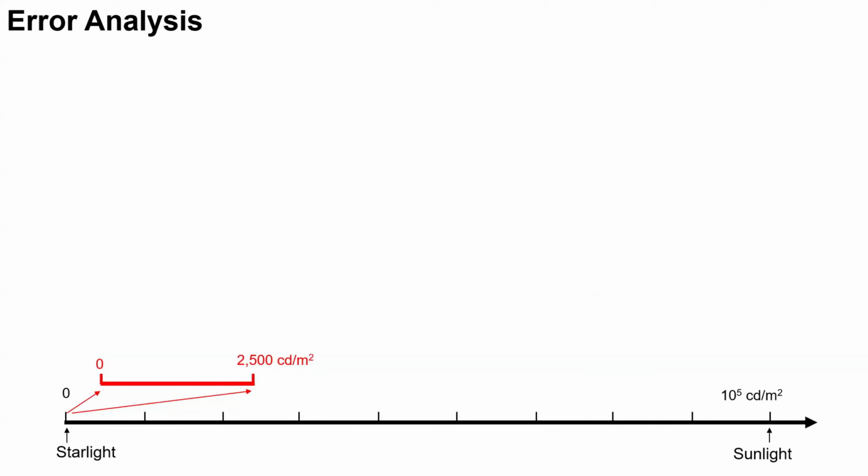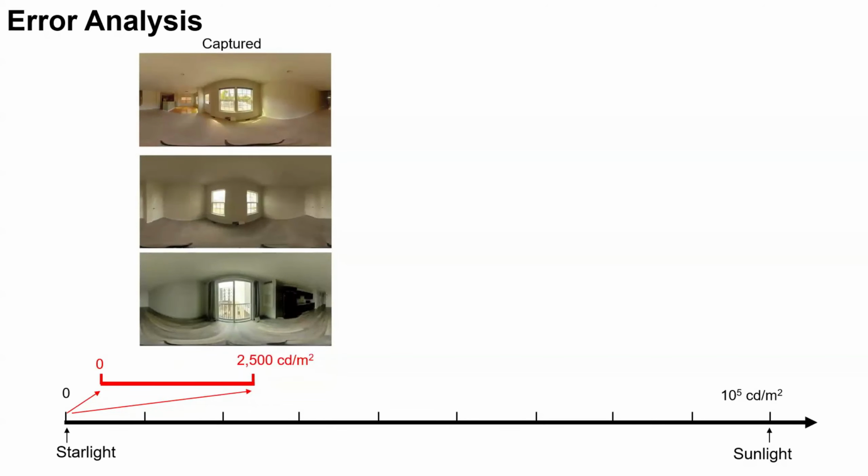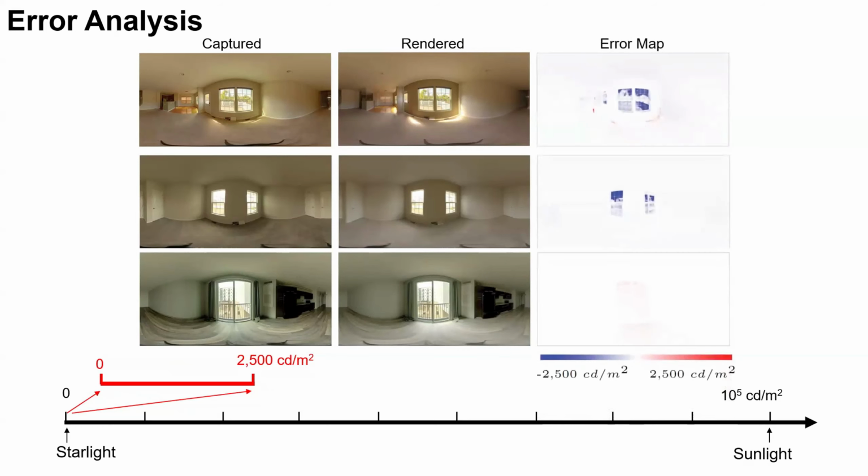Okay, error analysis. This is a plot of the real world luminance value. We tentatively select 2500 candela per meter square as the threshold to analyze the error. First, we have captured the indoor panoramas as ground truth. And then this is a rendered image. I render it in HDR format. Then compute the error map and see the error of the luminous values.